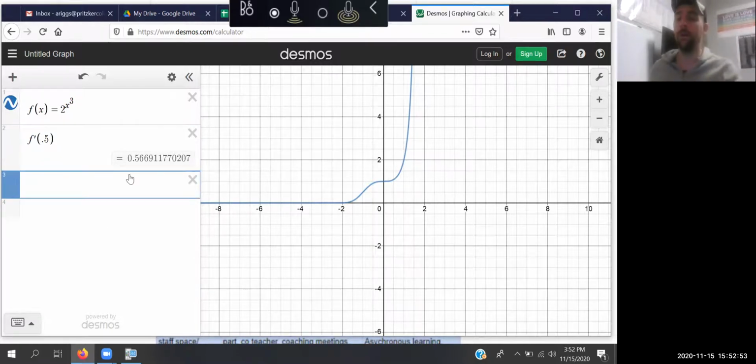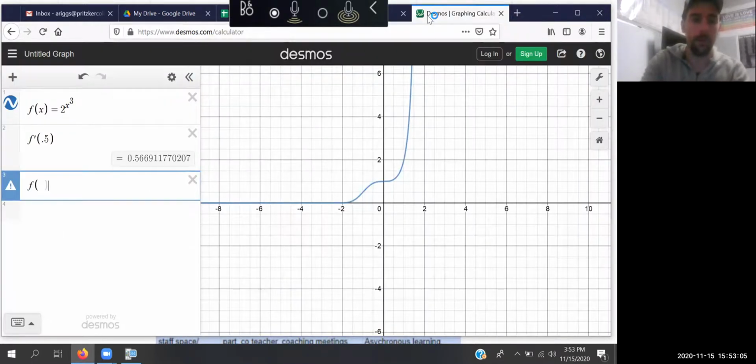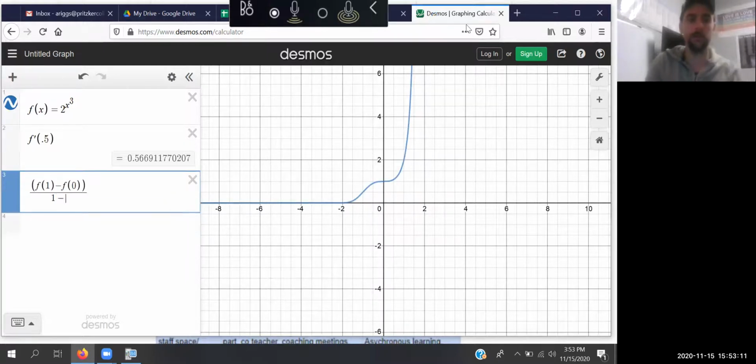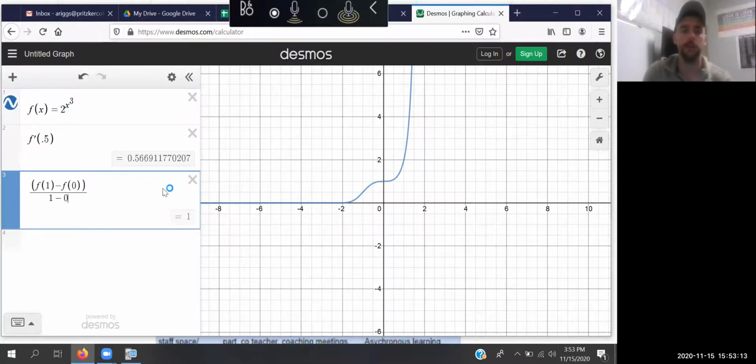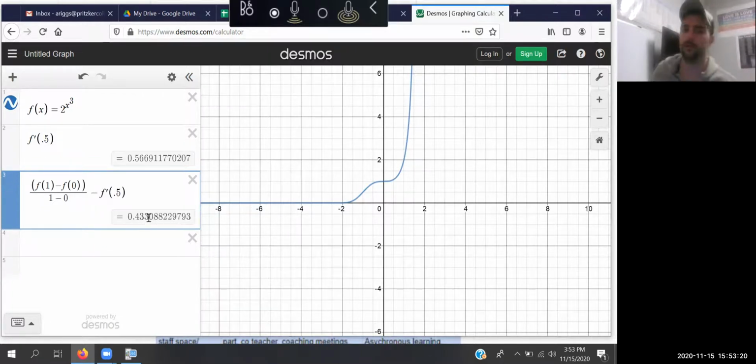If I wanted to figure out what is our approximation, I'm just doing f of, because we're given f of, I think 1 and 0. Let me go back to the question real quick. Yeah, 1 and 0. So I could say, well, f of 1, y2, minus f of 0, y1, and that whole quantity divided by just 1 minus 0. We're given our approximate value right there. So again, I could just say, this value minus f prime 0.5, and it would calculate it right away. So Desmos is pretty user-friendly, if you don't want to use your graphing calculator, or you just want to use this instead.